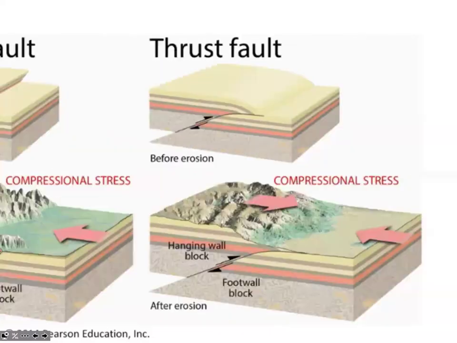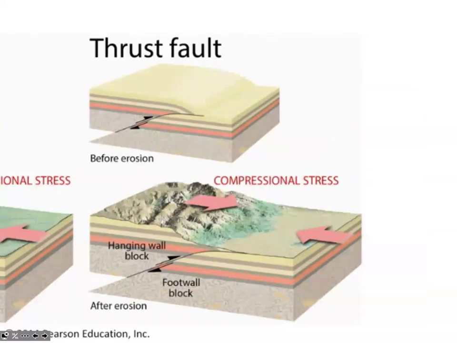There's a variation on a reverse fault called a thrust fault. And basically what's going on with a thrust fault is that the angle of the fault is relatively low. In other words, it's a pretty shallowly dipping fault. And sometimes these thrust faults are actually almost horizontal.